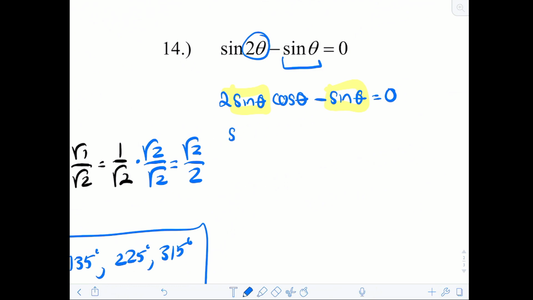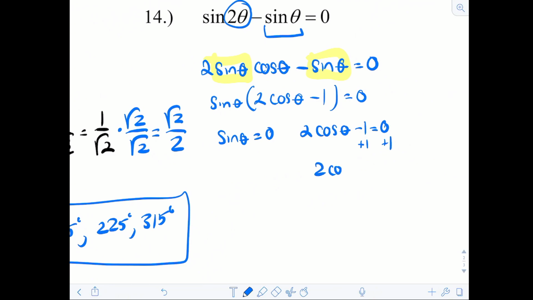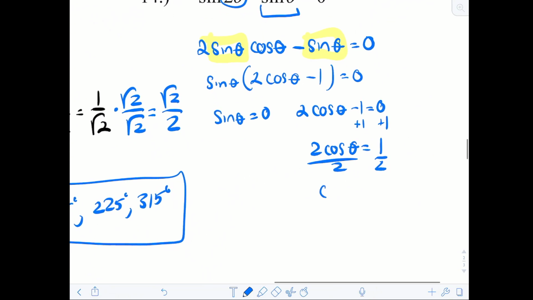So I'm going to take out a sine. So I'm left with 2 cosine of theta minus 1 equals 0. Now we have two conditions. Sine of theta is equal to 0, and 2 cosine theta minus 1 is equal to 0. So I'm going to add 1. 2 cosine of theta is equal to 1. Divide both sides by 2, and I end up getting cosine theta is equal to 1/2.